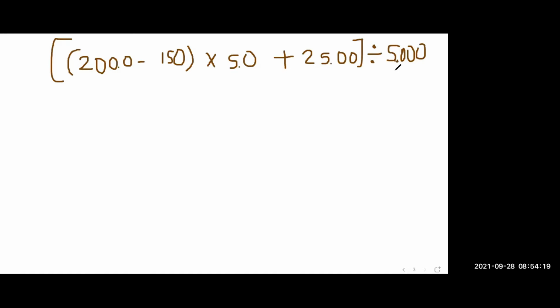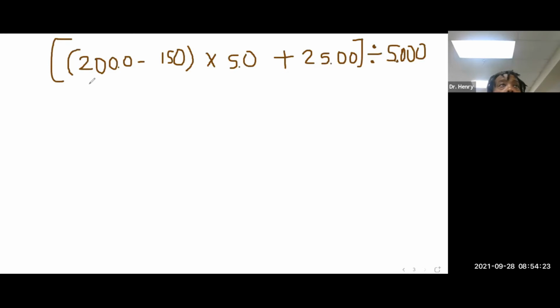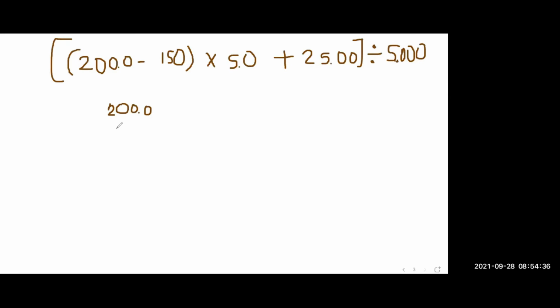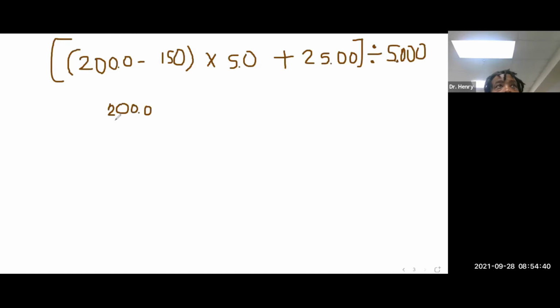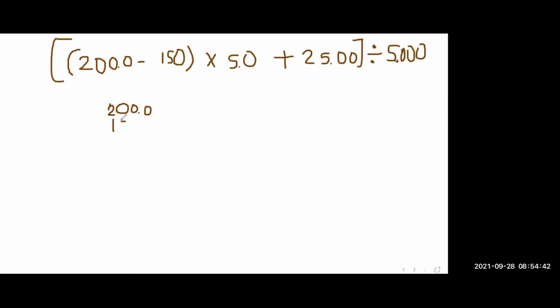Wouldn't you start in the parentheses? Okay, I'm going to start in the parentheses. So if I look at this, I have 200.0, which has how many sig figs? 4. And I'm subtracting 150.